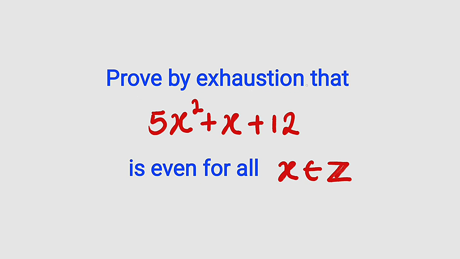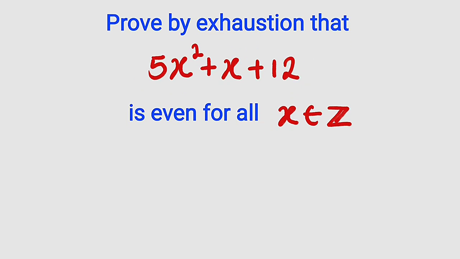We should prove by exhaustion that 5x squared plus x plus 12 is even for all values of x in the set of integers. Okay, what does this mean? It means for every value you pick for x in the set of integers and substitute here, you're going to obtain an even number. Is this true? That's what we're going to find out.